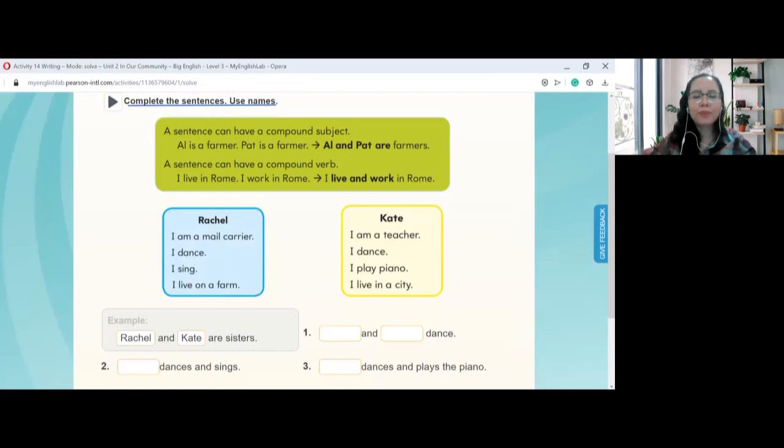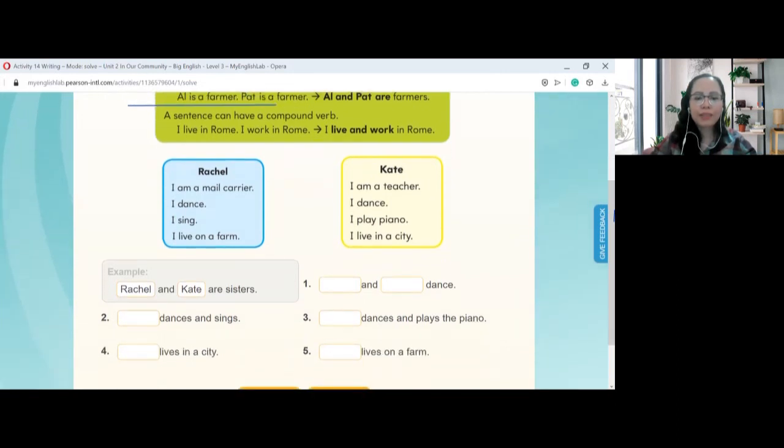This is about compound subject and verb. Yeah, we have talk in front. Directly, I want to look at number 1. Here is the example before, yeah. Rahel and Kate are sisters because there are two girls here combined into one using and they are siblings, so we can say Rahel and Kate are sisters.